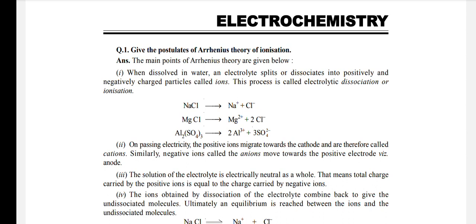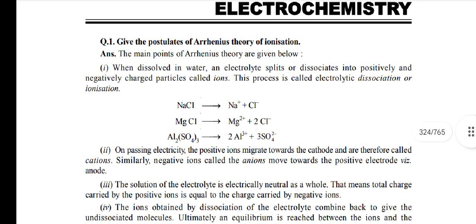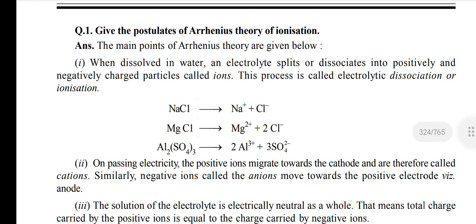Today my topic is electrochemistry. Give the postulates of Arrhenius theory of ionization. The main points of Arrhenius theory are given below. When dissolved in water, an electrolyte splits or dissociates into positively and negatively charged particles called ions. This process is called electrolytic dissociation or ionization.